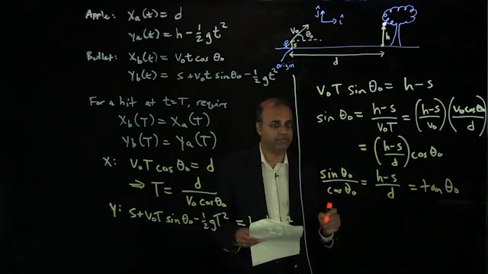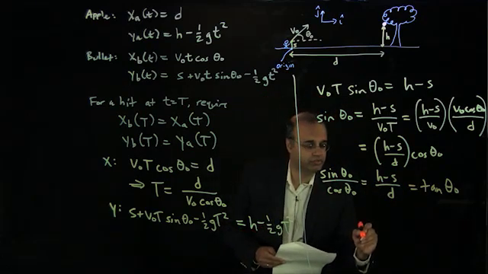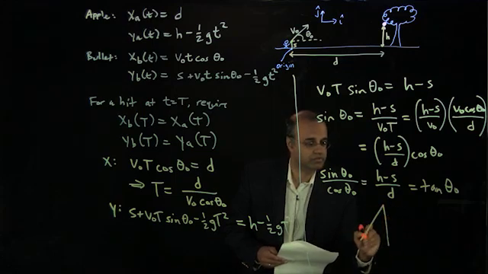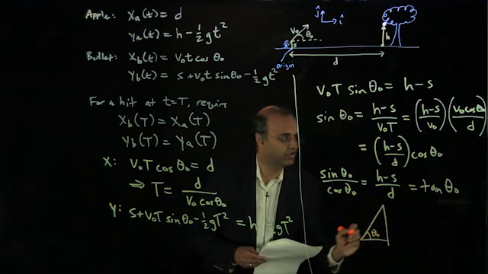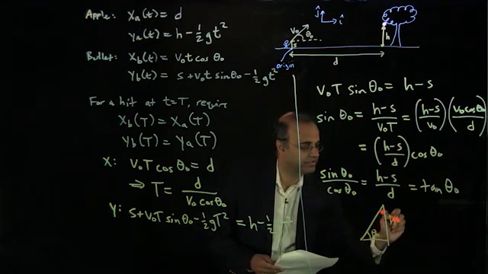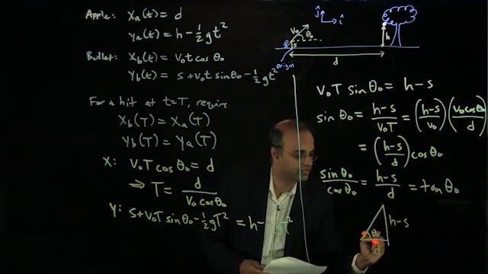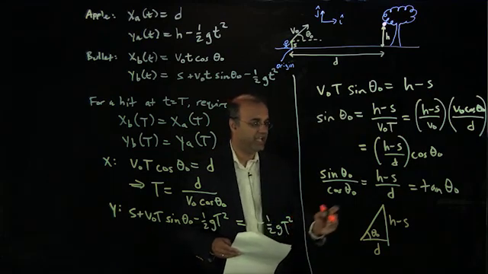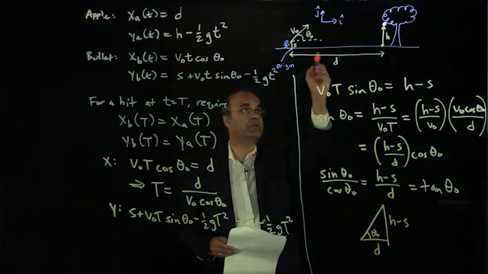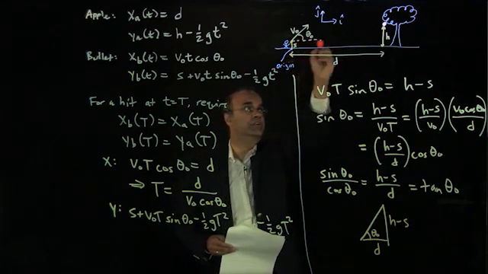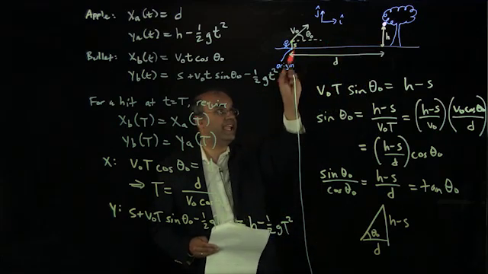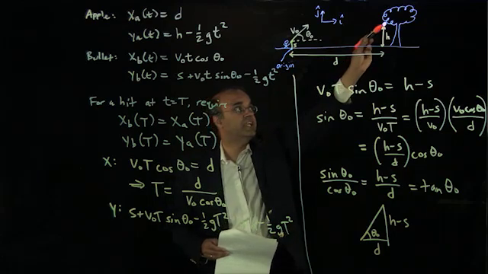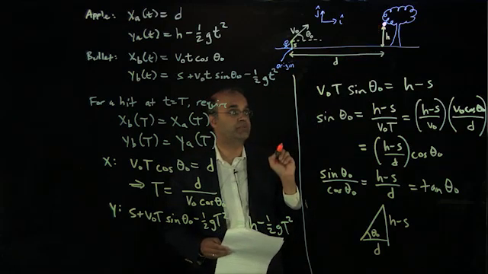Now, think about what that means. If I draw a right triangle where this is theta naught, then this is h minus s, and this is d. And so this is the same geometry we have here if we drew the triangle like this. So theta naught is just the angle to the location of the apple just before it drops.